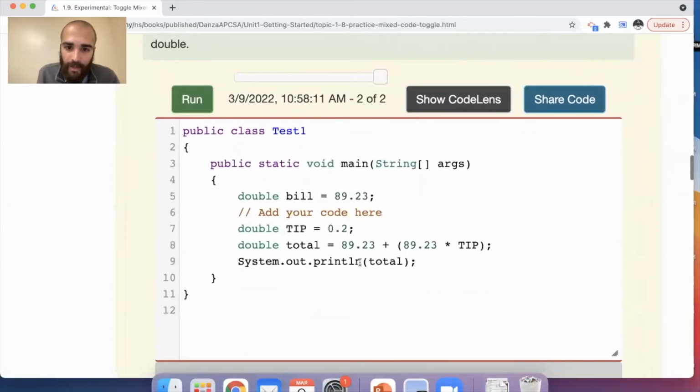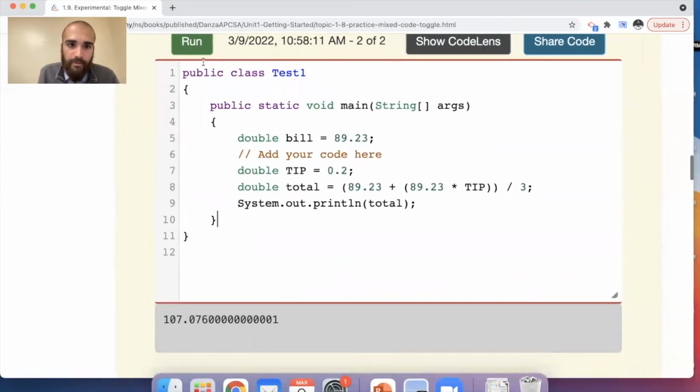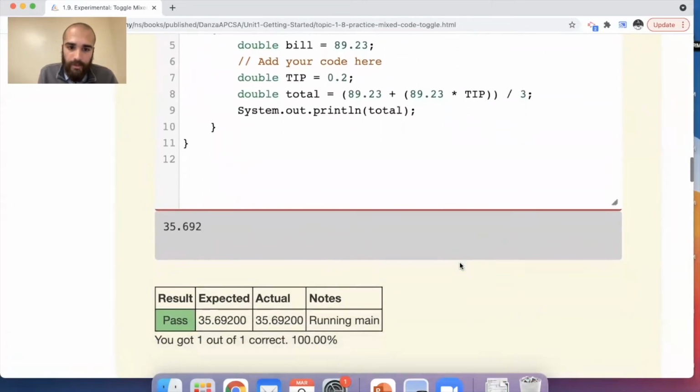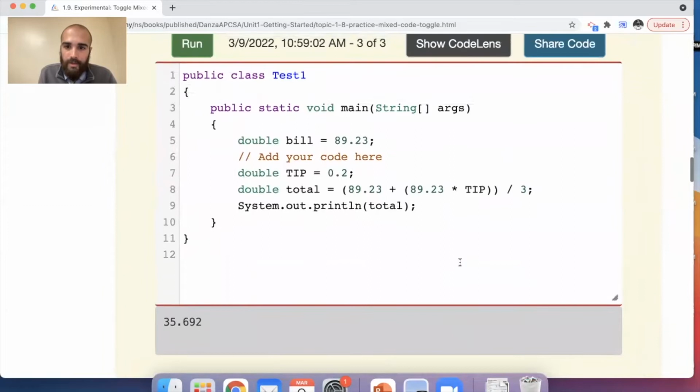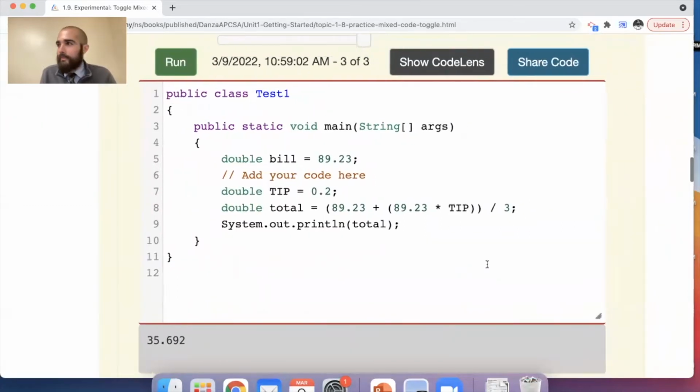So I got to take all that, divide by 3. Right? Maybe. We'll see. Let's run it. There you go. Yeah, I was just running it as if it was 1 person.